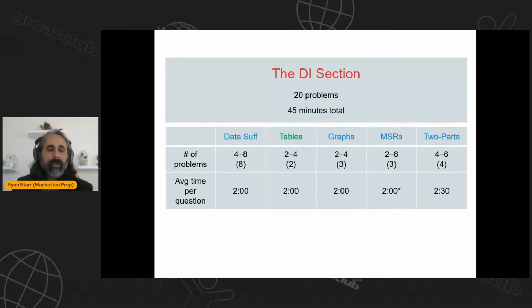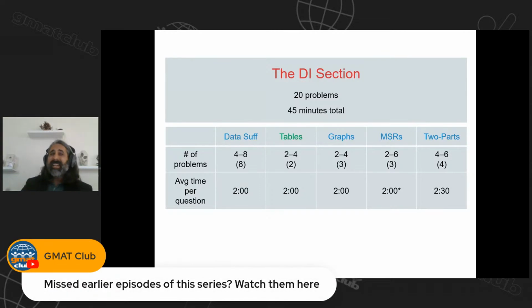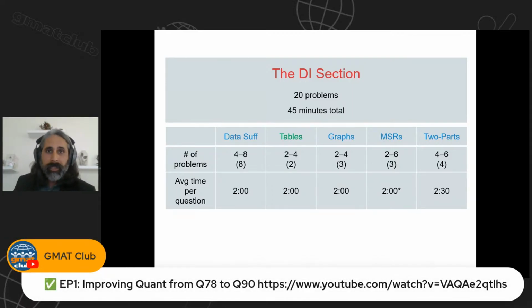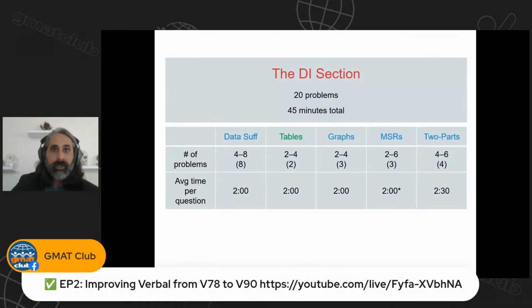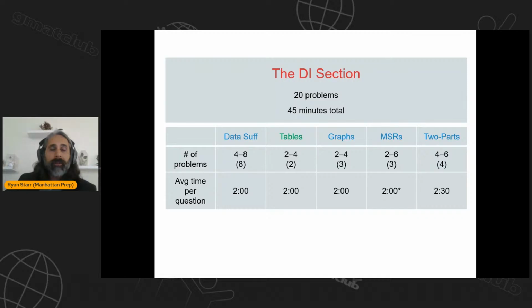The tables, the graphs, the 2 parts, the MSRs, all show up on this current data insights section in roughly the same numbers that they showed up in the IR section from before. That said, you can sometimes get a second MSR thing with 3 extra questions. You can sometimes get a 5th 2-part thing. I've written the kind of typical numbers of problems you should expect to see in each category down here, but this is all give or take at least 1, and in the case of MSR, give or take 3, right?